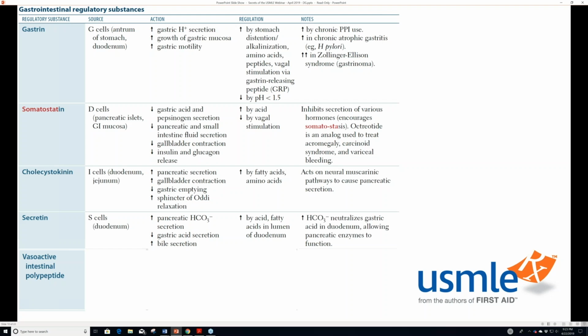And then now moving on to vasoactive intestinal peptide. So what's it released from again?